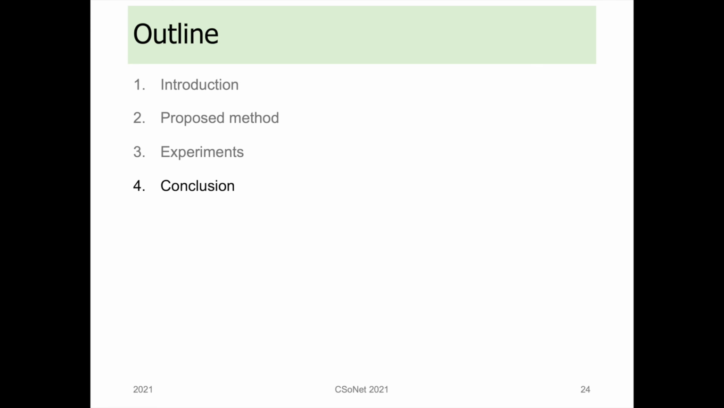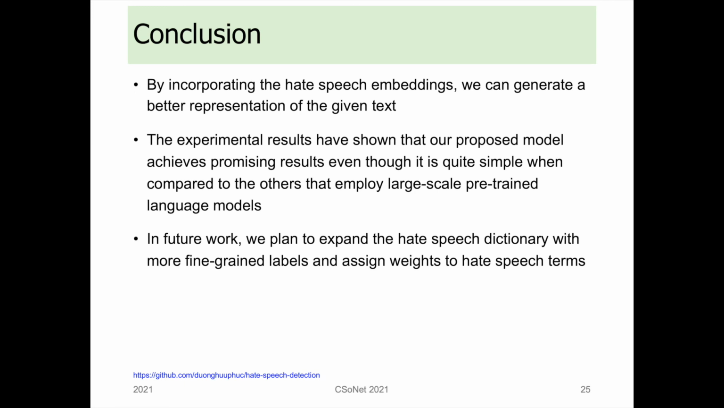In the next section, we draw a conclusion for this study. In this paper, we have proposed a hate-speech detection model that combines word embeddings and hate-speech embeddings. By incorporating the hate-speech embeddings, we can generate a better representation of the given text. The experimental results have shown that our model achieves promising results even though it is quite simple when compared to the others that employ large-scale pretrained language models.